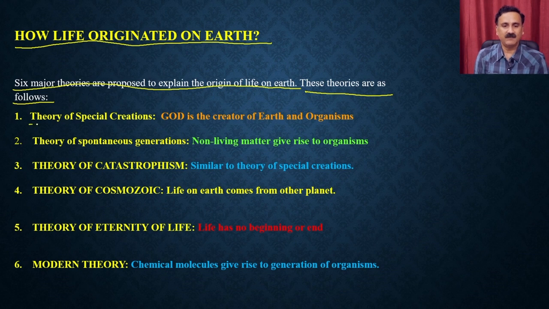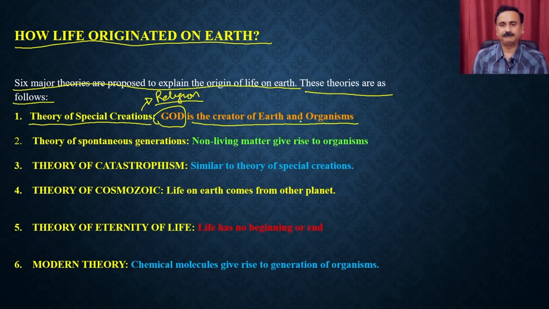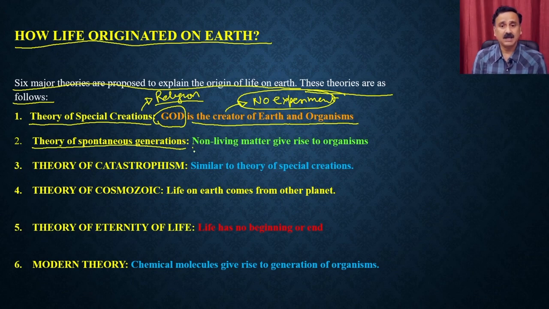So you have the theory of special creation. Most religious bodies or most religions believe that God or Bhagwan or whatever is the creator of the earth and the different organisms. This theory was completely based on trust and belief, and there was no experimental evidence that God has created the earth or the organisms, right? Then we have the theory of spontaneous generation. Scientists who believed in it hypothesized that non-living matter gives rise to living organisms.